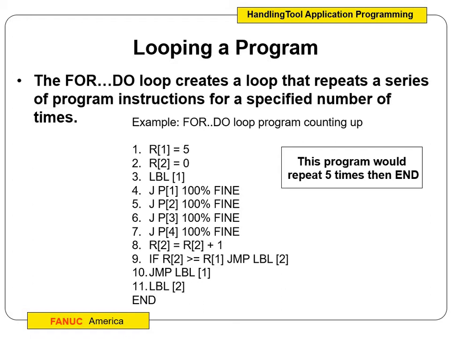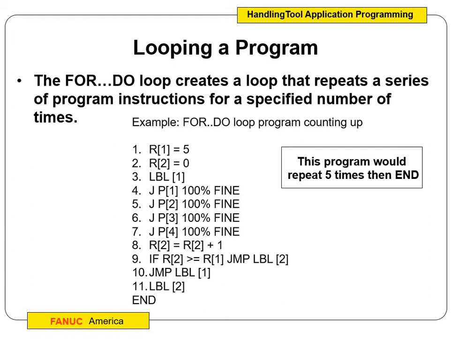Then what do we do? We take register 2, and we increment it by 1. Since it started at 0, register 2 on line 8, after it completes line 8, will have a value of 1 in it. So what do we want to do? We want to control it. It says in line 9, if register 2 is greater than or equal to register 1, we're going to jump to label 2.